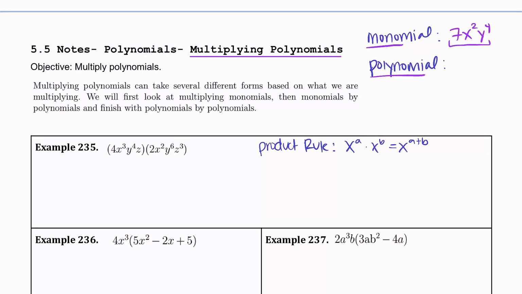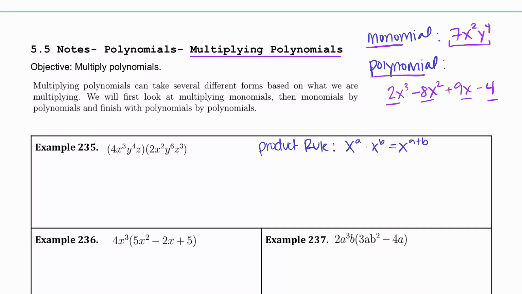Polynomial can look a lot of different ways. It can have 2 terms, 3 terms, 4 terms. It could look something like this, 2x cubed minus 8x squared plus 9x minus 4. This one has 4 terms, but it could have as few as 2 terms, as many as infinity terms.